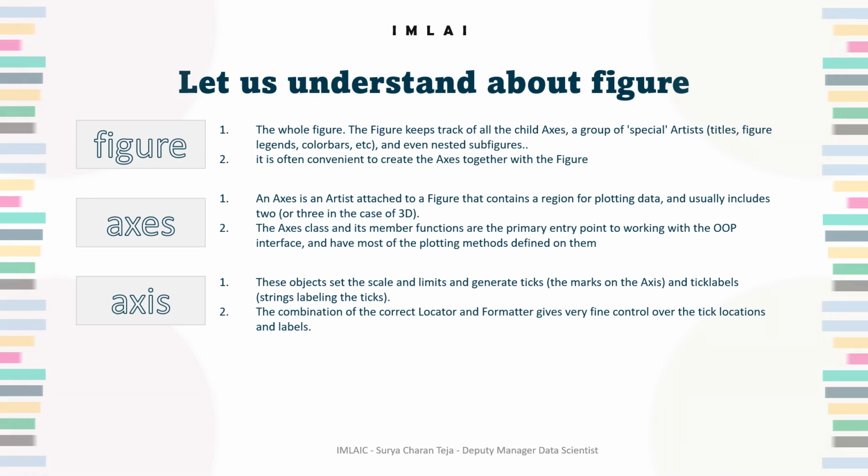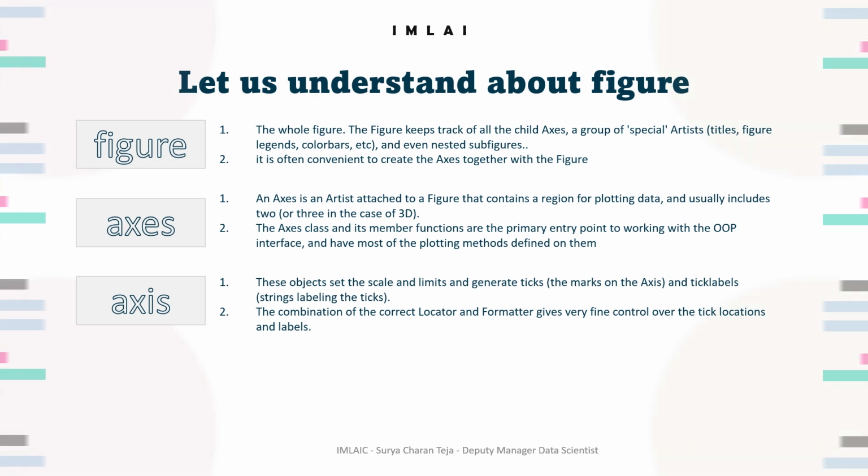So the things to be remembered from here: one is the axis object, second is the locator object, and third is the formatter object. Pretty simple. And then figure object, axes object, and then axis object, and then formatter object and locator object.